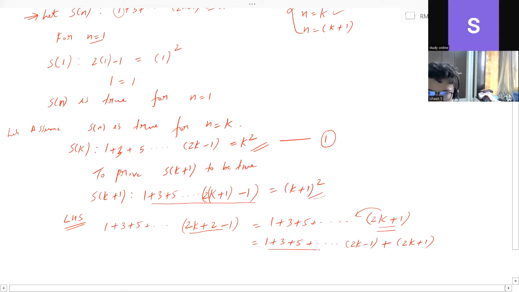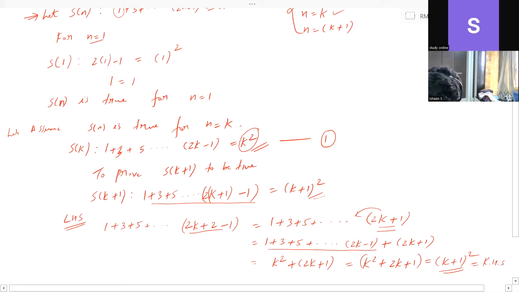Okay, so now pay attention. Now instead of this, can I write this as k square? Yes. So it's k square plus 2k plus 1. So what should be the next step? Factorize it, it will become k plus 1 square. Perfect. So it would be k plus 1 square, which is equal to RHS. Hence LHS equal to RHS. Hence we have proved the statement.